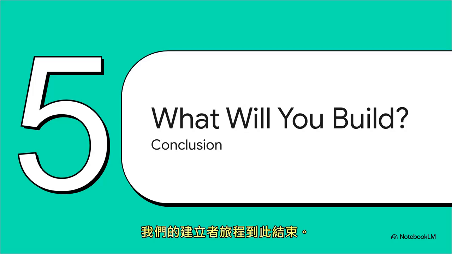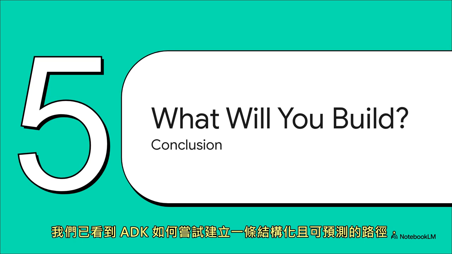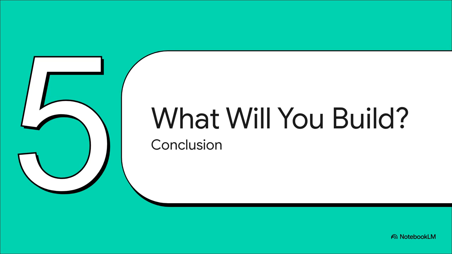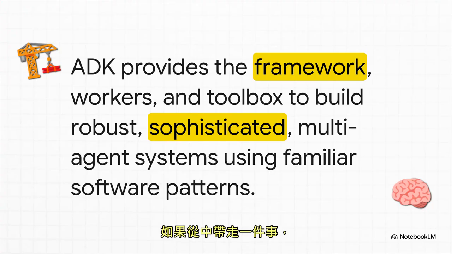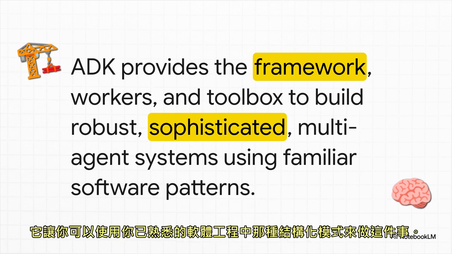So we've come to the end of our builder's journey. We've seen how ADK really tries to lay down a structured, predictable path for creating some incredibly powerful AI systems. If there's one thing to take away from all this, it's this. ADK gives you the framework, the specialist workers, and the universal toolbox you need to build really sophisticated multi-agent systems. But, and this is the key, it lets you do it using the same kind of structured patterns that you already know from software engineering.